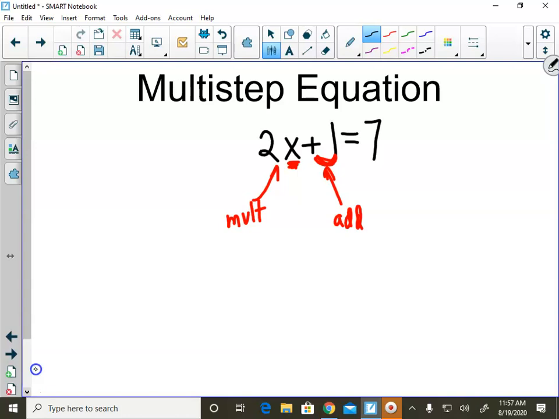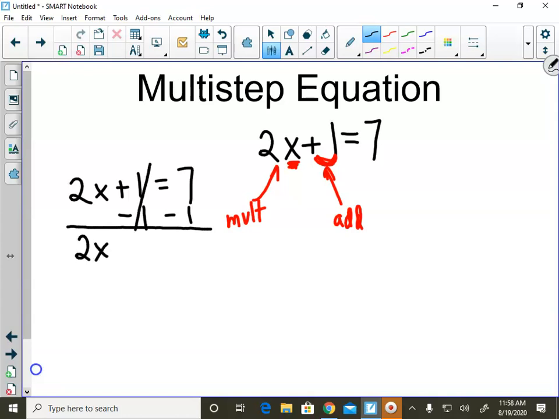So I'm just going to rewrite it over here, make it a little cleaner. 2x plus 1 is equal to 7. So in order to undo adding 1, we would subtract 1 from both sides of the equation. Leaves us with 2x over here is going to be equal to 6. And now, if you look, we basically have a one-step equation left.